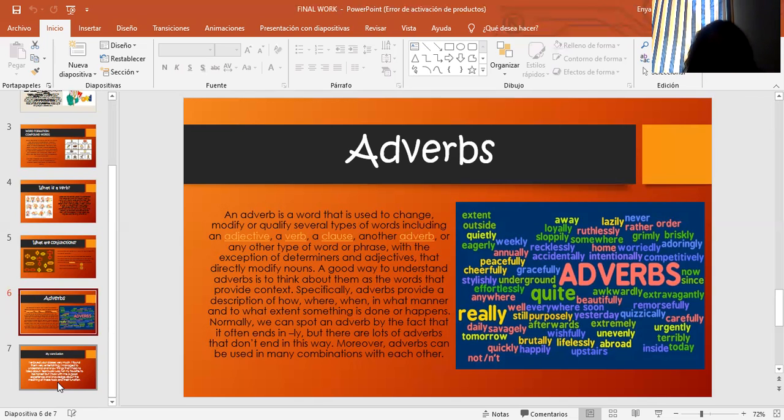Adverbs provide a description of how, where, when, in what manner, and to what extent something is done or happens. Normally, we can spot an adverb by the fact that it often ends in L and Y, but there are lots of adverbs that don't end in this way. Adverbs can be used in many combinations with each other.